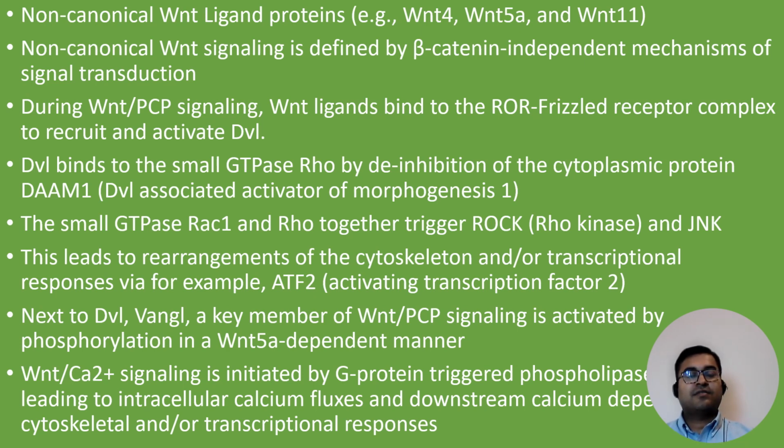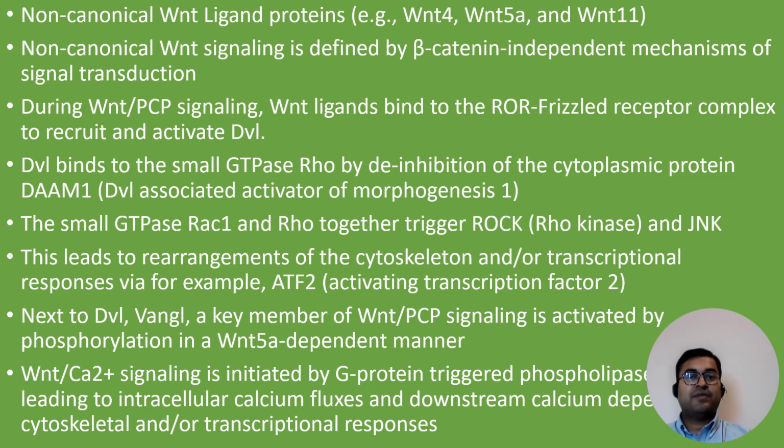In the non-canonical Wnt signaling pathway that we discussed, the ligands which are responsible in that non-canonical signaling are Wnt4, Wnt5a and Wnt11. Non-canonical Wnt signaling is defined by beta-Catenin independent mechanism. So we have already discussed beta-Catenin is the major difference between canonical and non-canonical pathway. Beta-Catenin is primarily present in canonical Wnt signaling pathway, and there is no presence of beta-Catenin in non-canonical pathway, and that's the reason non-canonical Wnt signaling pathway is also known as beta-Catenin independent pathway.